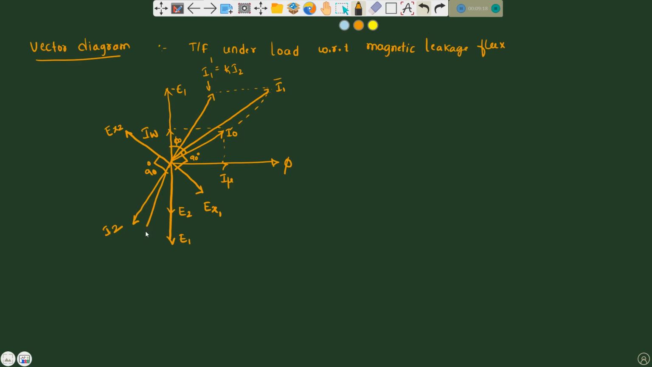So now we are considering V2. In order to nullify this leakage induced EMF due to the leakage flux, we are introducing imaginary inductances, which we are going to consider now. So here at V2, there will be an inductive drop for I2. This will be I2 times X2, or jX2.